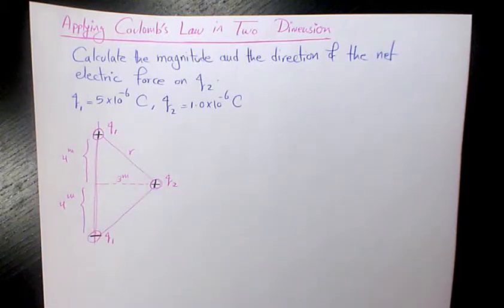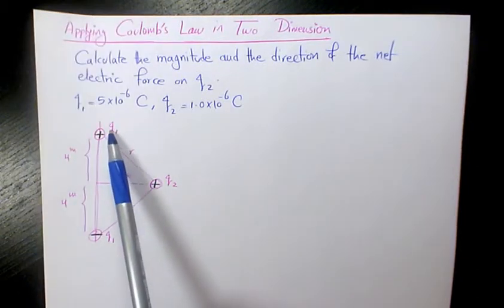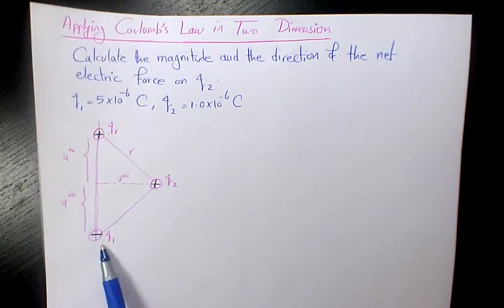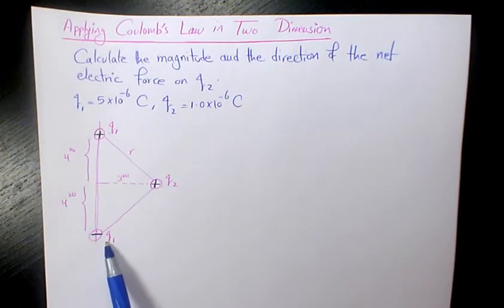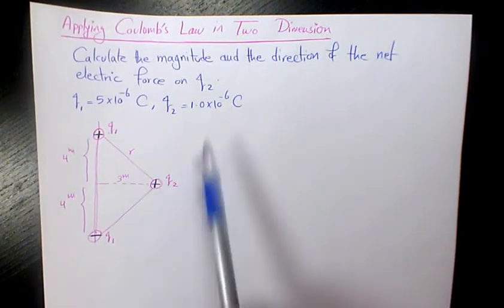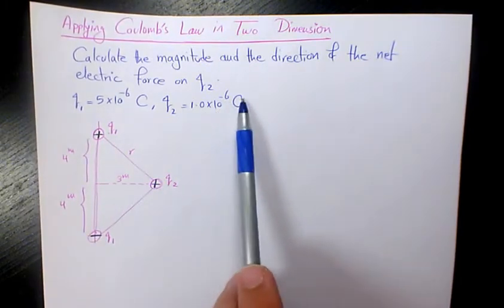Now in this example, I want to calculate the magnitude and direction of the net electric force on Q2. Q1 here is 5 times 10 to the power of negative 6 Coulomb. And this one is negative, but it has the same electrical charge, 5 times 10 to the power of negative 6, but it's negative. This one is positive, which is 1.0 times 10 to the power of negative 6 Coulomb.